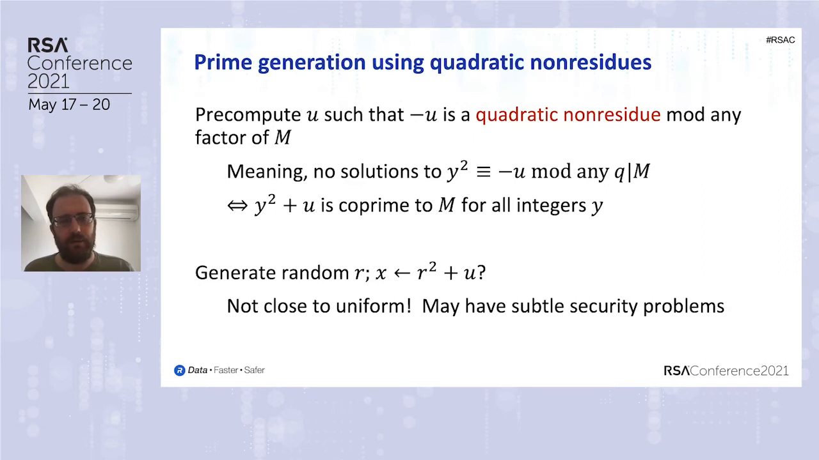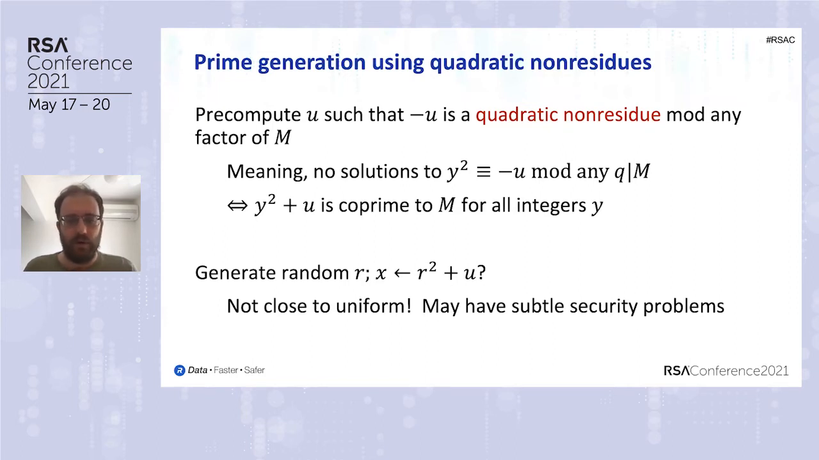A completely different method that we found uses quadratic residuosity. So a value u is called a quadratic non-residue if it's not equivalent to the square of any number mod some prime. And so you can pre-compute, again using the Chinese remainder theorem, a single value u such that minus u is a quadratic non-residue mod any of these small primes. And in that case, the expression y squared plus u for integers y is not divisible by any of these small primes. It's coprime to M for all y. So you could imagine choosing your candidate prime as just r squared plus u, where r is a random number.